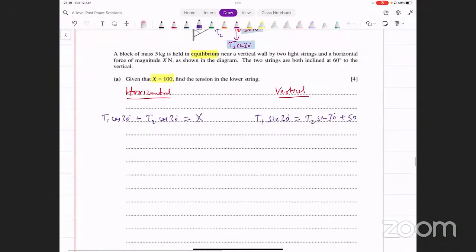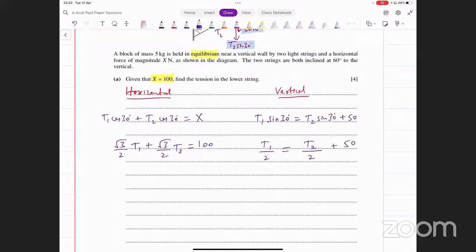So let's do that. We have cos 30. Cos 30 क्या होता है? Cos 30 is square root of 3 over 2. So square root of 3 over 2 into T1 plus square root of 3 over 2 into T2. That equals 100. And on the right side, we have T1 over 2 equals T2 over 2, because sin 30 जो है 1 over 2 होता है, plus 50.